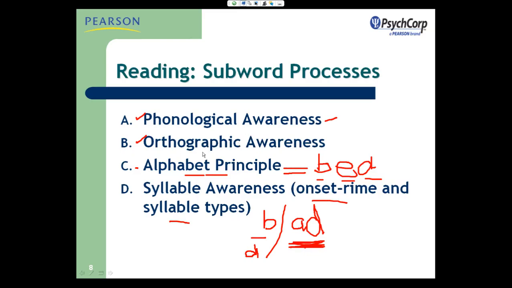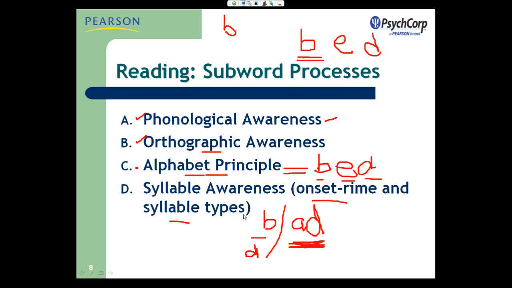The orthographic awareness is the ability to encode visual representations, to store those in short-term memory, and then maybe a second later, if I show you that letter, can you recognize that in a series of letters? Can you identify that this is the letter that you saw a second ago? And then, as I indicated, you want to be able to link the phonological with the orthographic.